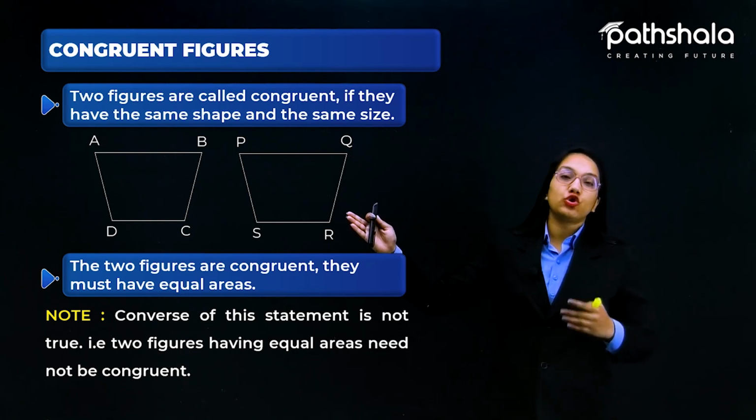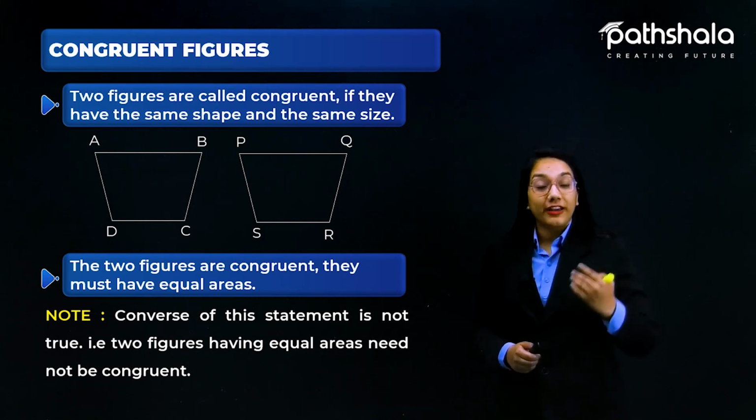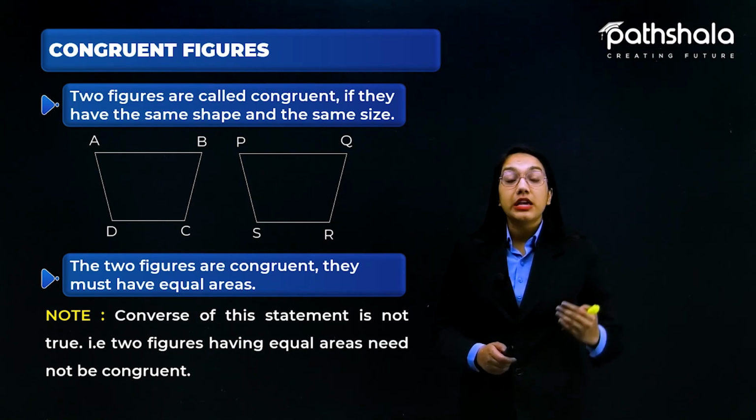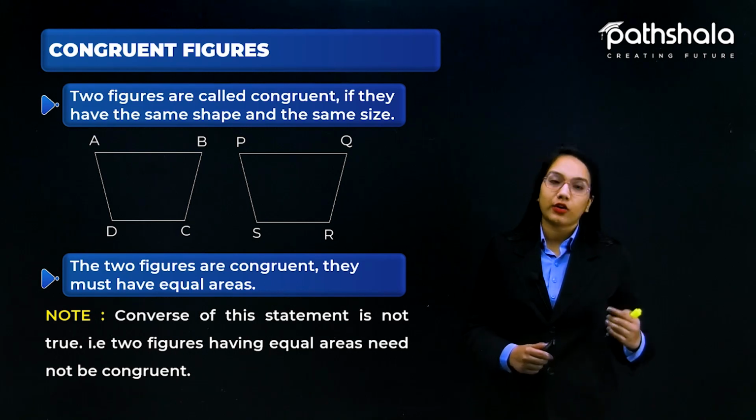As you can see, these two quadrilaterals have the same shape and the same size, and furthermore, if they are congruent, then they must have equal areas. They must have equal areas, but the converse of this statement is not true at all.